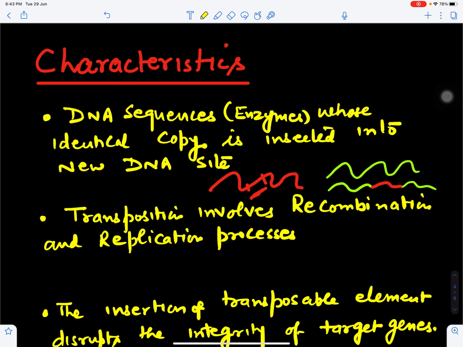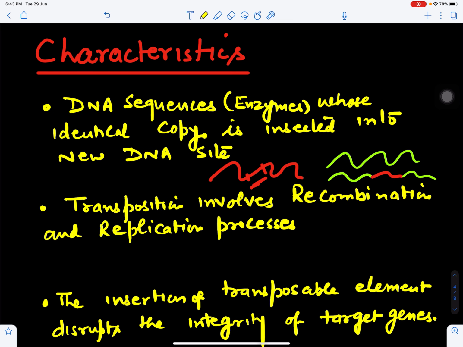Now we'll discuss the characteristics of these transposons. Transposons are DNA sequences coding for enzymes, whose identical copies are inserted into a new DNA site. Now I made this one DNA with the red color, another DNA with the green color. This DNA will either replicate or it can break also. This will get integrated into this, like this part of the DNA getting integrated into another DNA. So this is the new DNA where it is getting integrated, right?